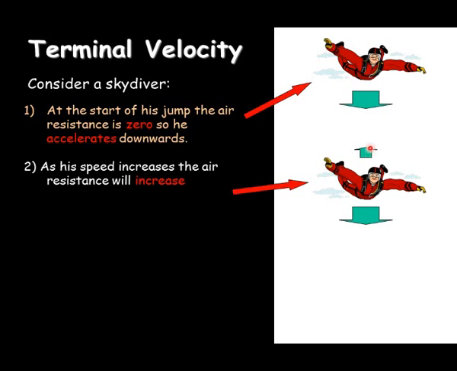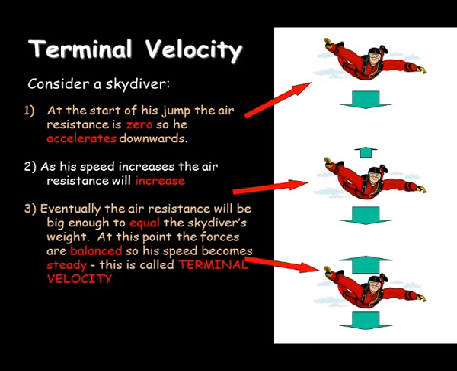After some time, the air resistance takes effect. The air is pushing against him and trying to slow him down, so he doesn't accelerate at the same rate. Eventually, that air resistance will balance out, you can see the arrows being the same size, balance the force out, so he'll reach a steady speed, and this is called a terminal velocity. He will not get any faster or any slower.